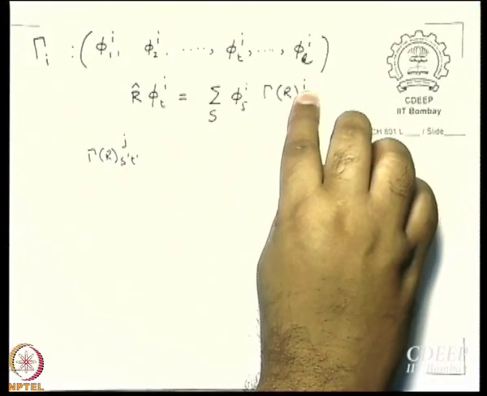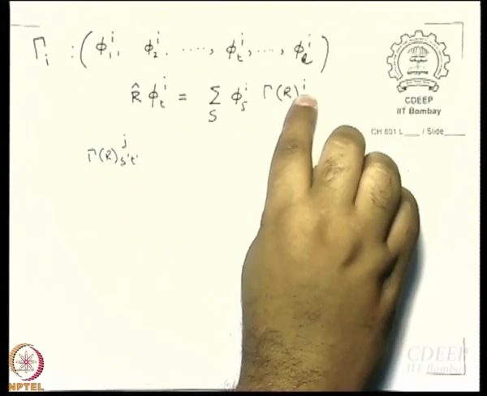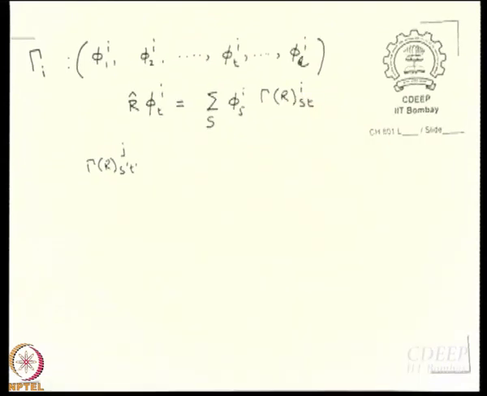Understood? So R is a symmetry operation, gamma I is the ith irreducible representation, gamma R I is the transformation matrix corresponding to R in the ith irreducible representation, and gamma R I ST is the ST element. I don't know what it is called, but you understand what I mean: the element of that transformation matrix. Okay. Now may I proceed?